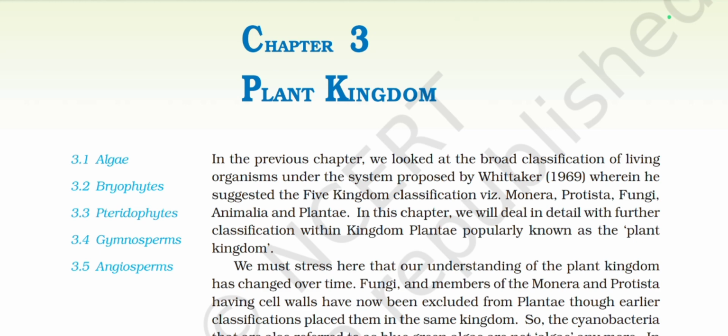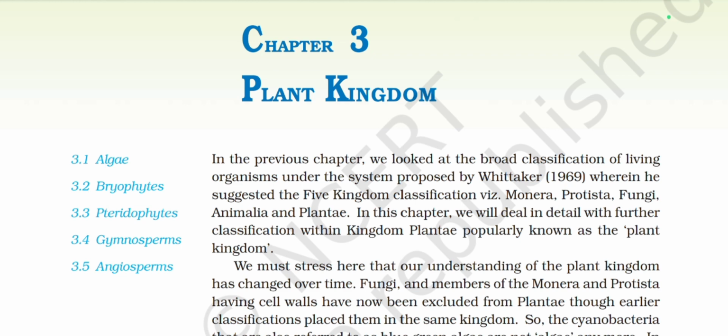Chapter number 3, Plant Kingdom. In the previous chapter, we looked at the broad classification of living organisms under the system proposed by Whittaker in 1969, wherein he suggested the five kingdom classification including Monera, Protista, Fungi, Animalia, and Plantae. In this chapter, we will deal in detail with further classification within kingdom Plantae, popularly known as the plant kingdom.